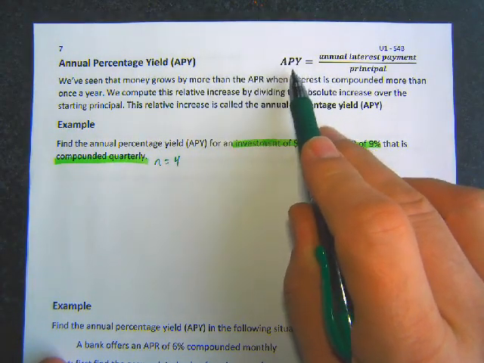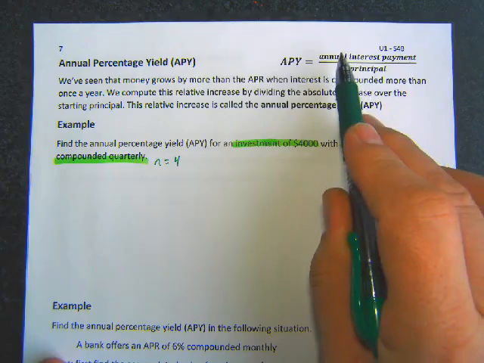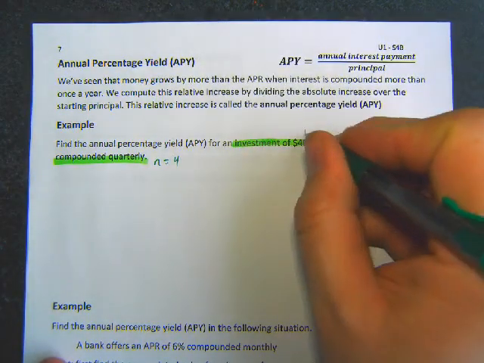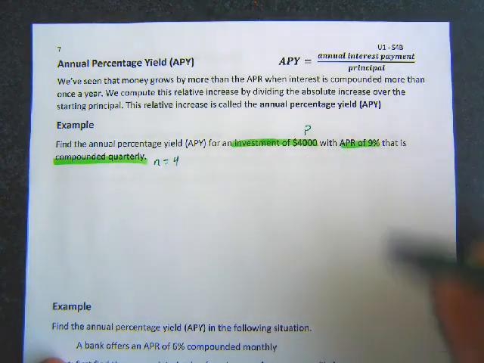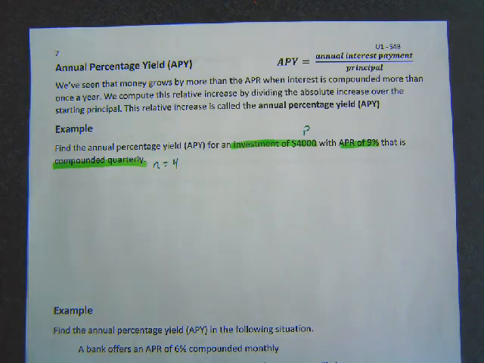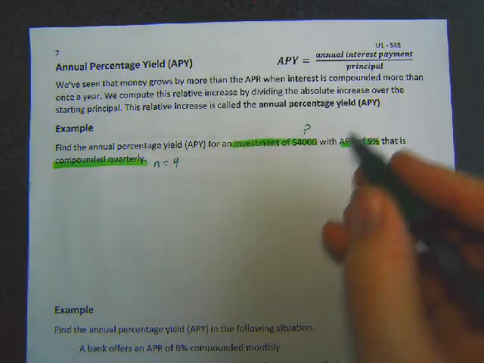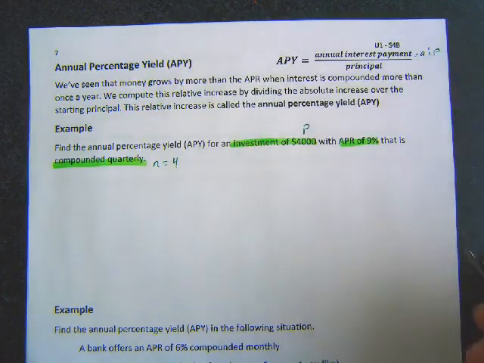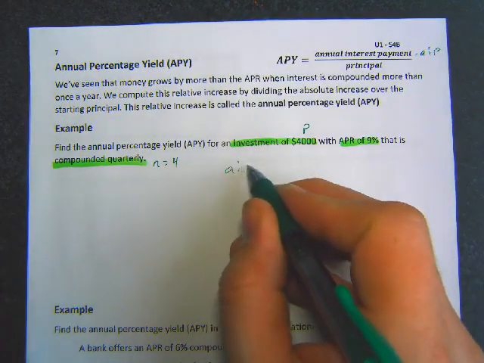The formula for finding APY is the annual interest payment divided by the principal. We have the principal. That's been given, so we don't have to worry about finding that. But we do need to find the annual interest payment. That means 1 year's interest. So the annual interest payment, which I call AIP, is 1 year's interest.